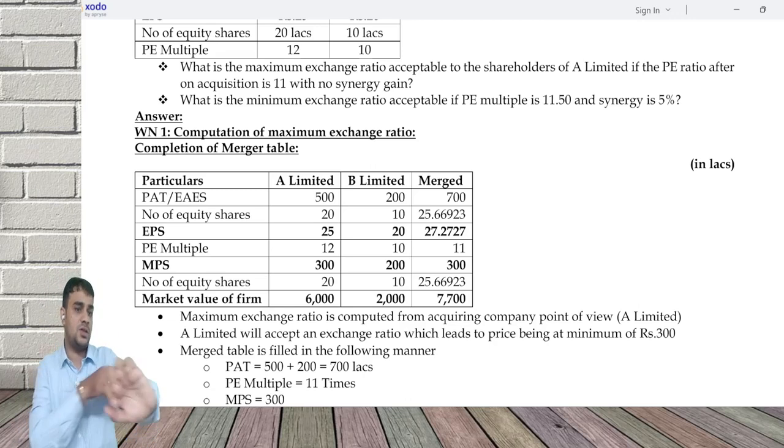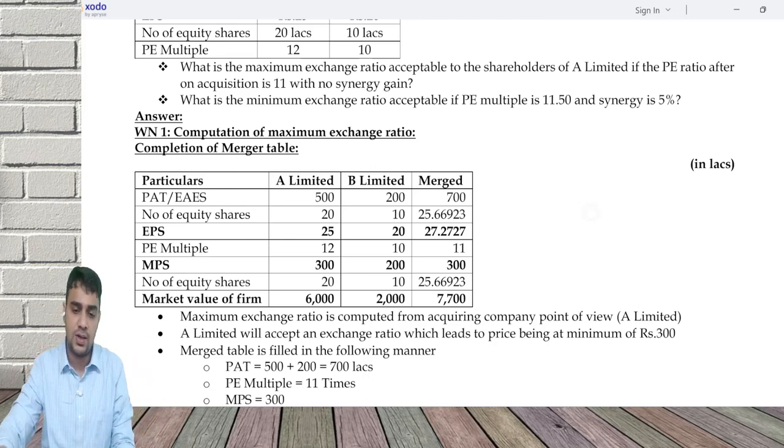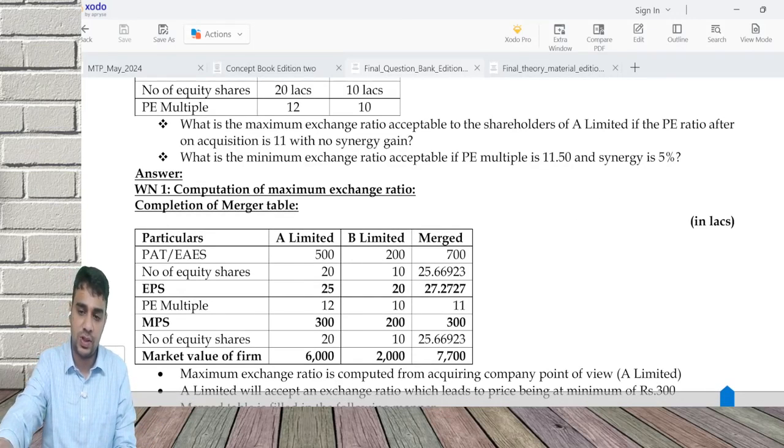These are the broad things we learned. Today I'm going to first start with an area called minimum exchange ratio and maximum exchange ratio.